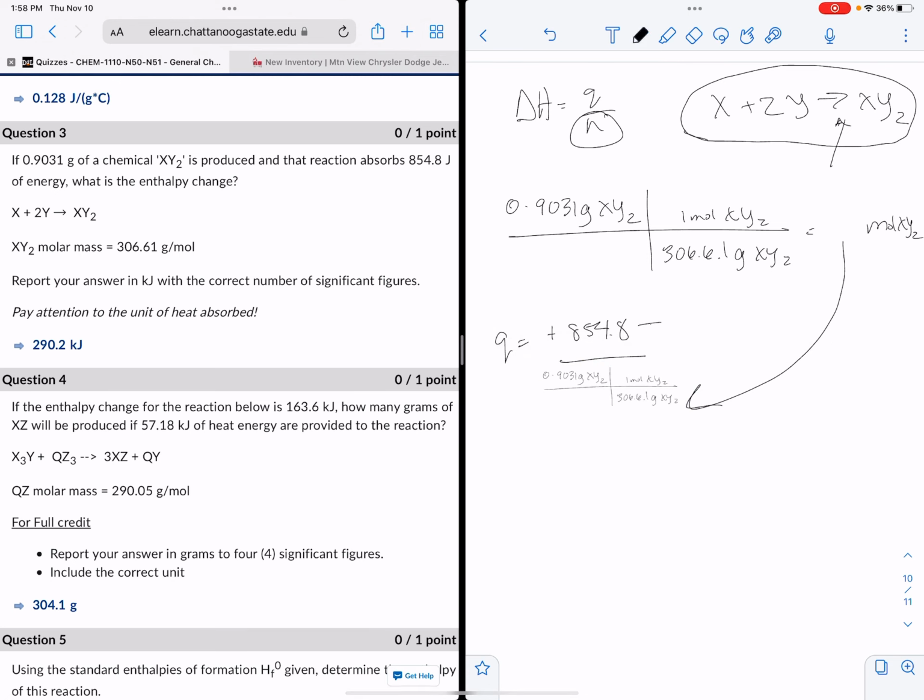And that's joules. Double check what it says. It says report your answer in kilojoules. So we need it to be kilojoules. And the way we're going to do that is that we actually also need a factor label on the top. We know that in 1 kilojoule, there are 1 times 10 to the 3rd joules, which is 1,000 if you just want to do 1,000. And the answer I should be getting is 290.2 kilojoules.